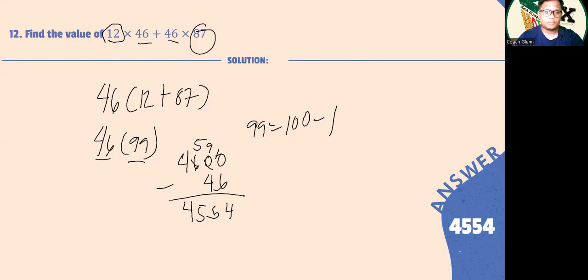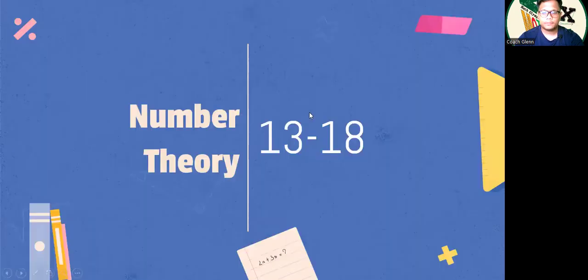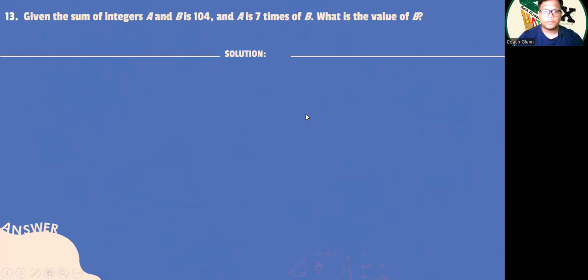Okay, let's go to the next problem. Number 13. Given the sum of integers a and b is 104 and a is 7 times b, what is the value of b? So a is equal to 7 times b. That means if you add them together, this is equal to 8 parts. So b is 1 part, and a is 7 parts.